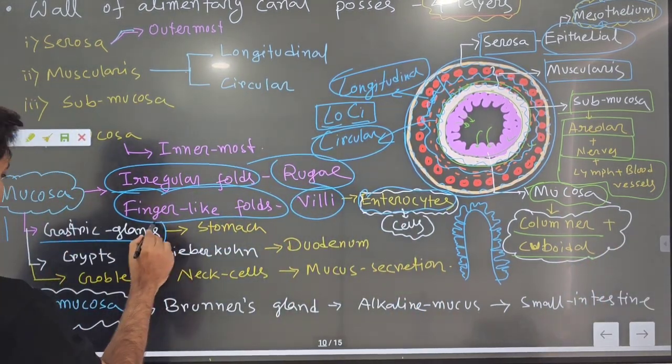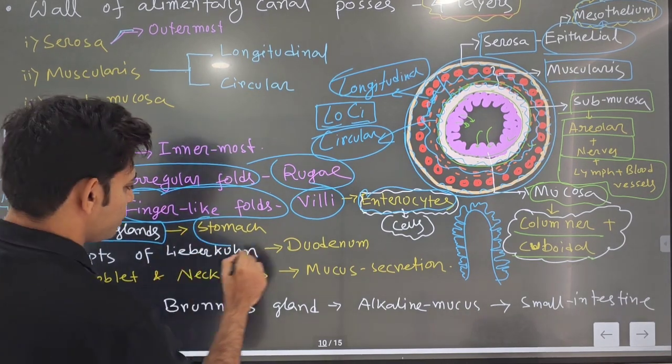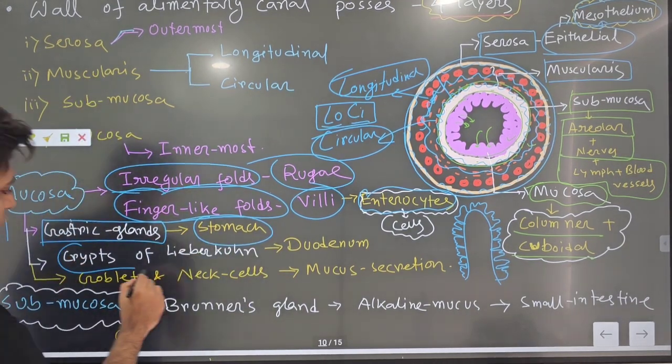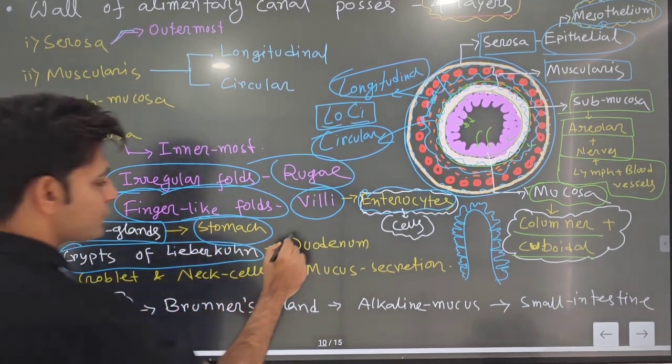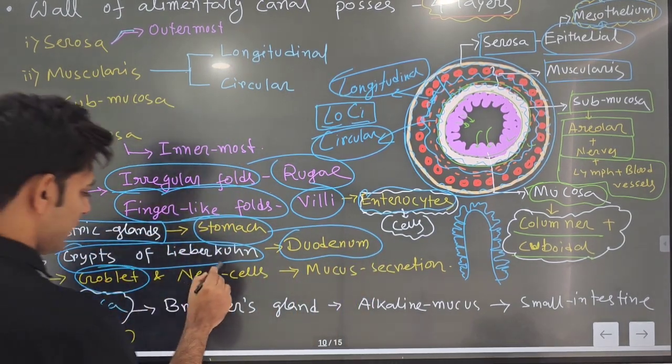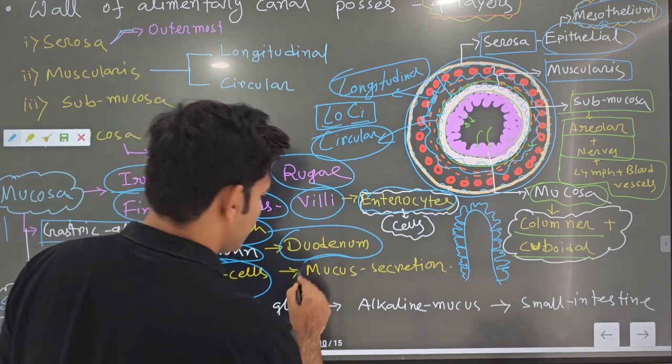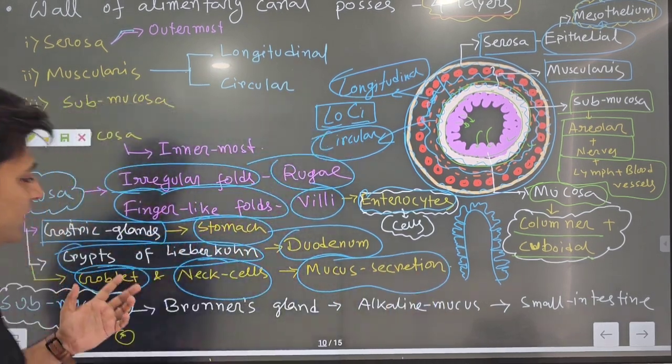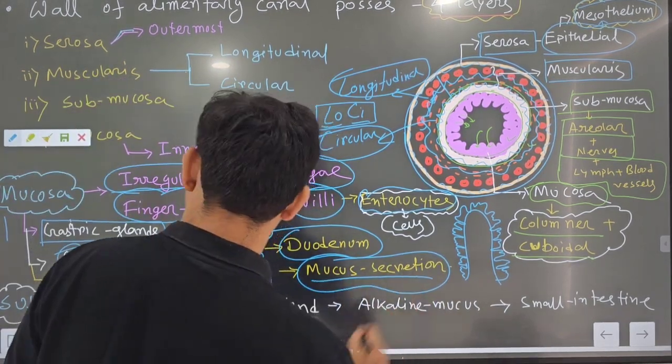Gastric glands are in the mucosal layer of the stomach, crypts of Lieberkühn in the mucosal layer of the duodenum, and goblet cells and mucous neck cells are in the mucosa of the stomach and intestine; they are mucus secreting cells.